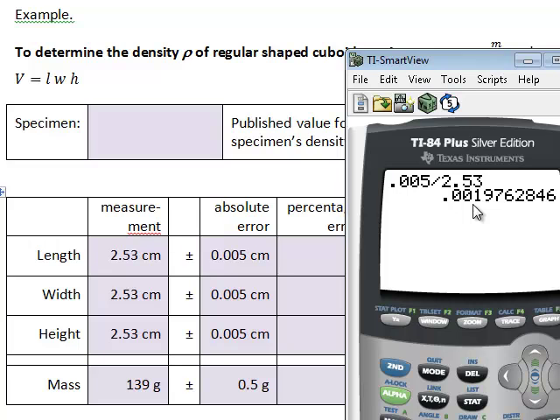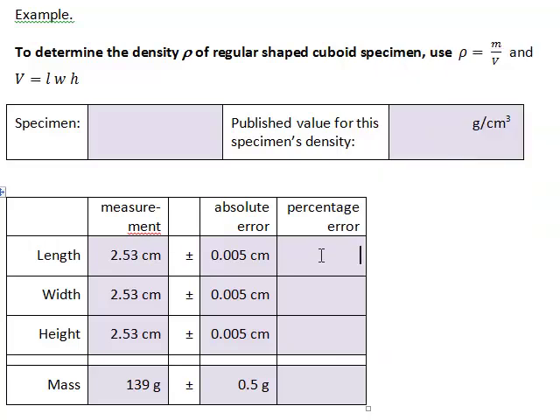And for the mass, that is 0.5 grams divided by 139 grams, and that would be then a rounded 0.4%. So 0.2 for these three, and 0.4 for this one.